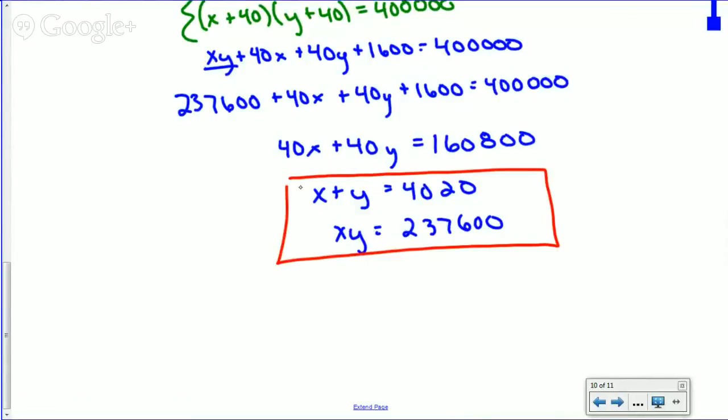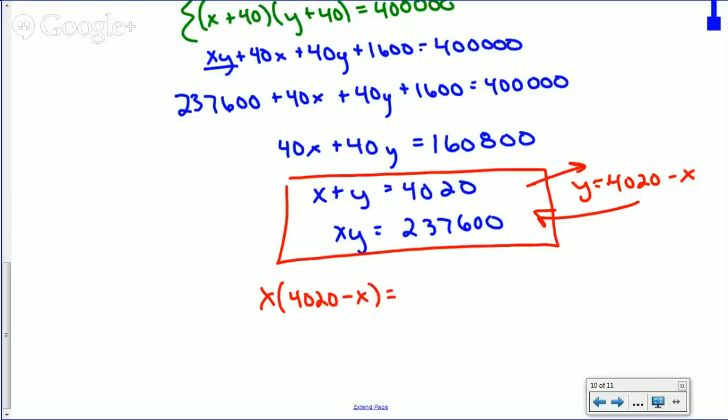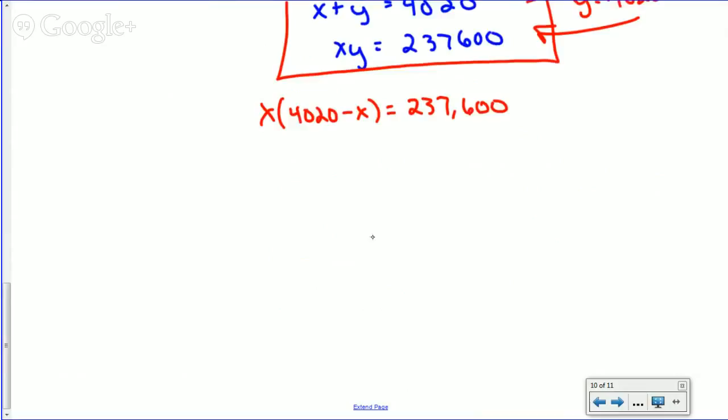So what we'll do is we'll take this top one here and say y equals 4,020 minus x. And we'll take that into the bottom one. So you have x times 4,020 minus x equals 237,600. I got one variable, I can solve it. So distribute: 4,020x minus x squared equals 237,600. Get everything on one side.